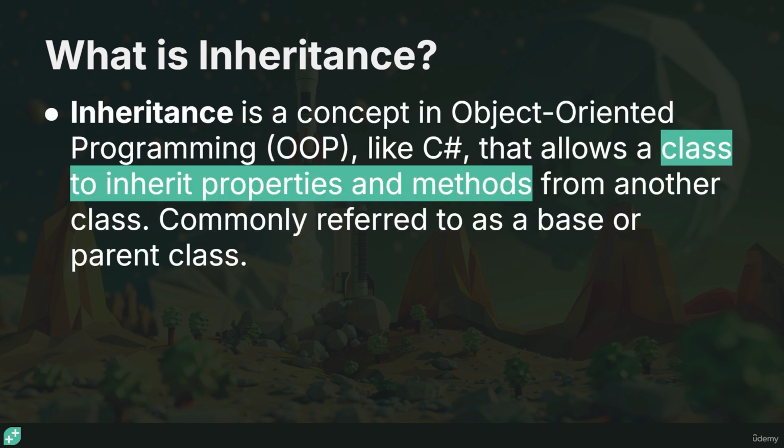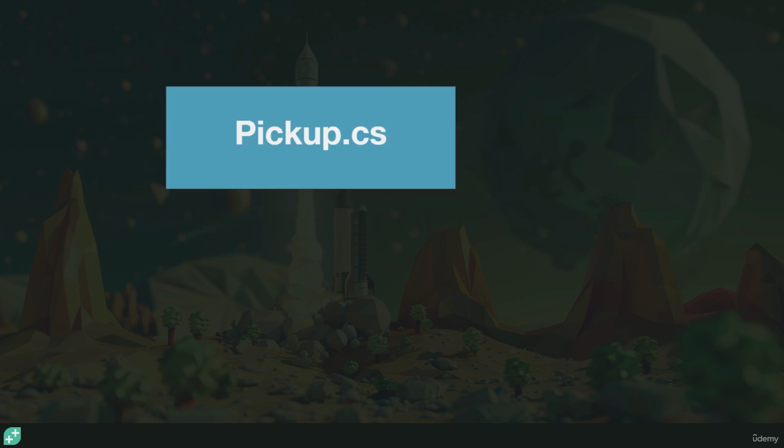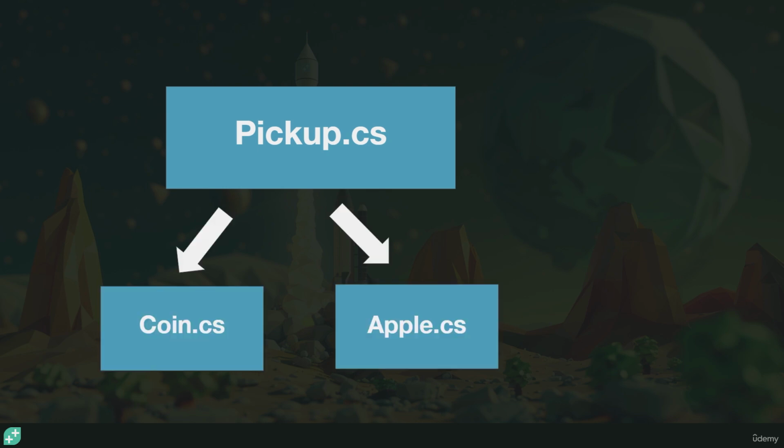So what is inheritance? Inheritance is a concept inside of object-oriented programming, or OOP for short, languages like C# that allow a class to inherit properties and methods from another class, commonly referred to as a base or a parent class. For example, at the moment we have a single pickup class for both our apple and our coin. Well, we can actually separate our coin and our apple into two separate scripts, both inheriting from our pickup class. That way both our coin and our apple classes can inherit all of the different members inside of pickup. When I say members, I mean things like variables, properties, methods, and so on.